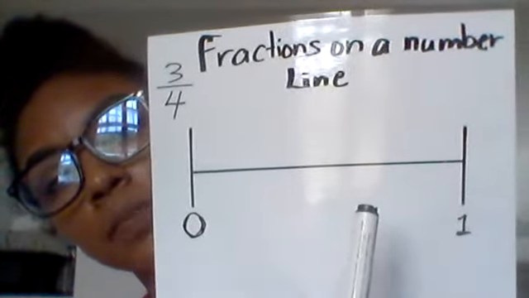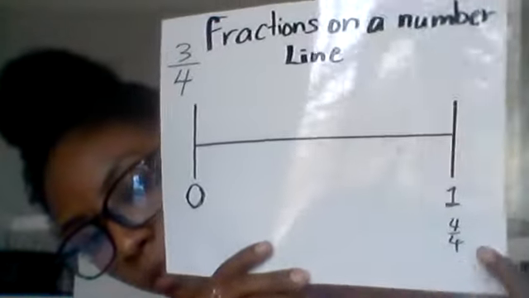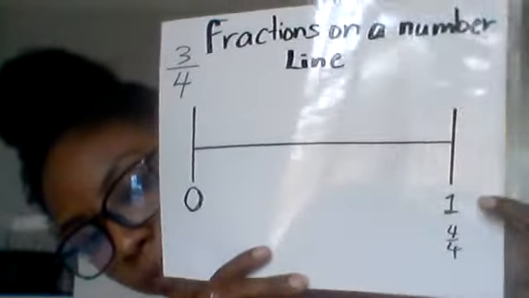So 4/4 is also 1. So to start off, I'm going to go ahead and put my 4/4 right under here so that I remember, even though the 1 also represents 4/4. So this is where 4/4 is, and I want to fill in my number line to represent 3/4. So I'm going to go ahead and start.